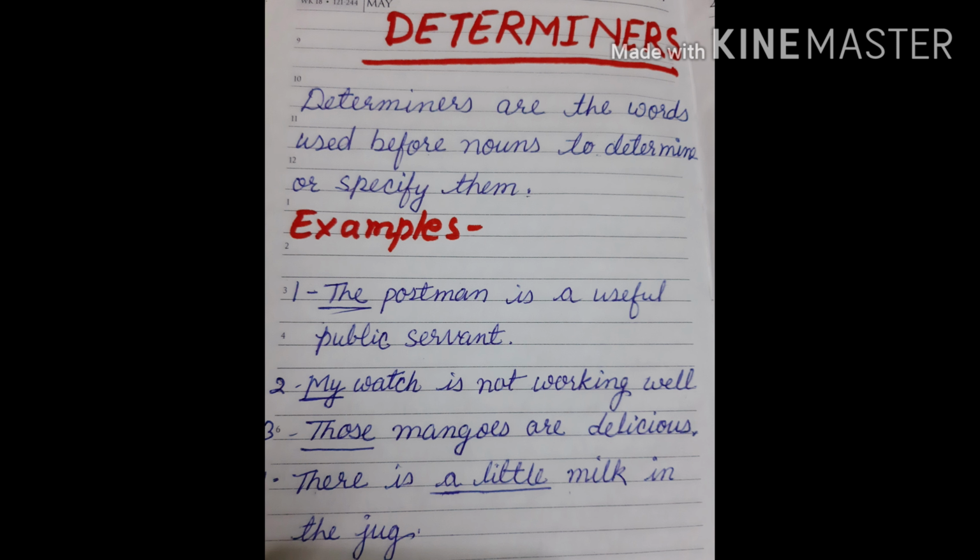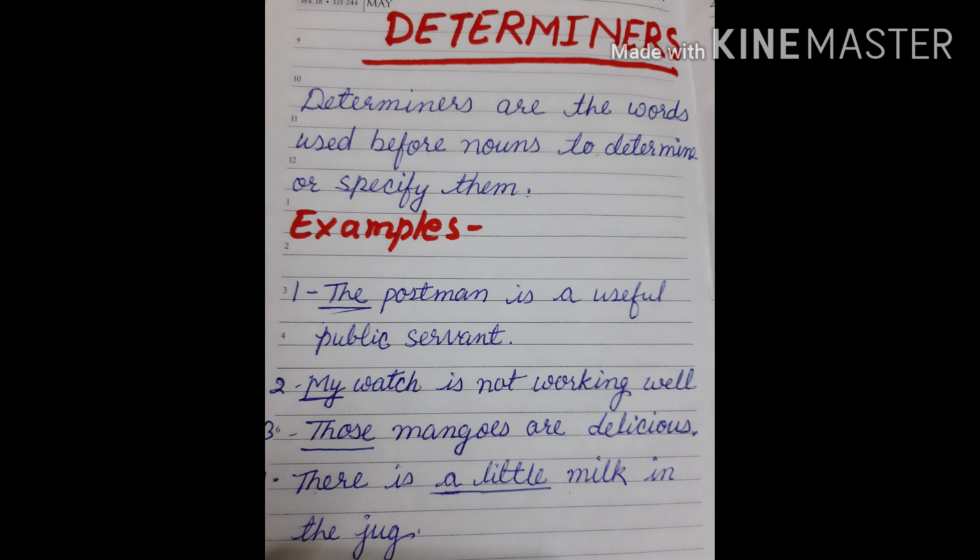For example, the postman is a useful public servant. My watch is not working well. Those mangoes are delicious. There is a little milk in the jug. In the above sentences, the underlined words are determiners.